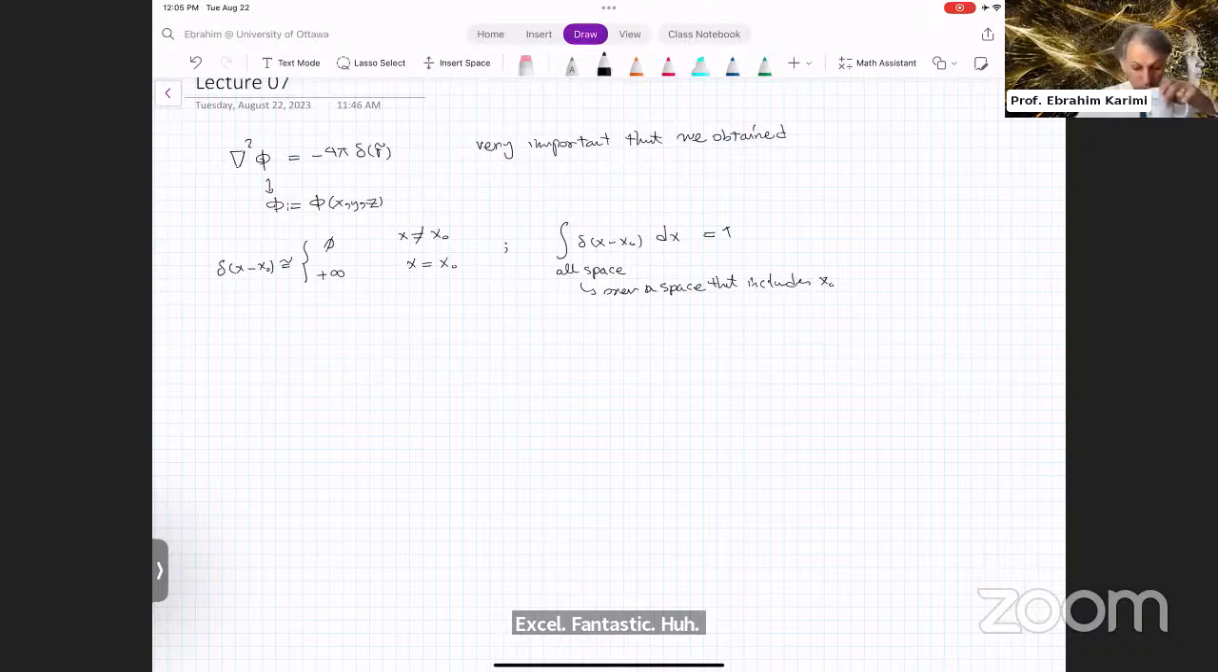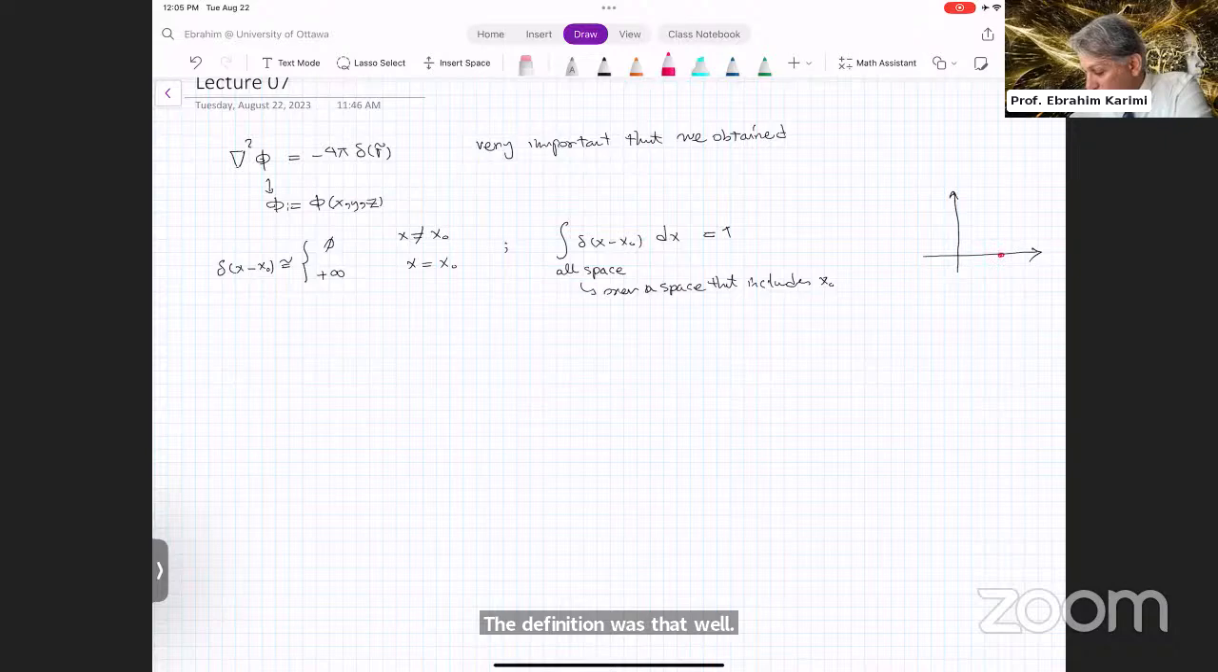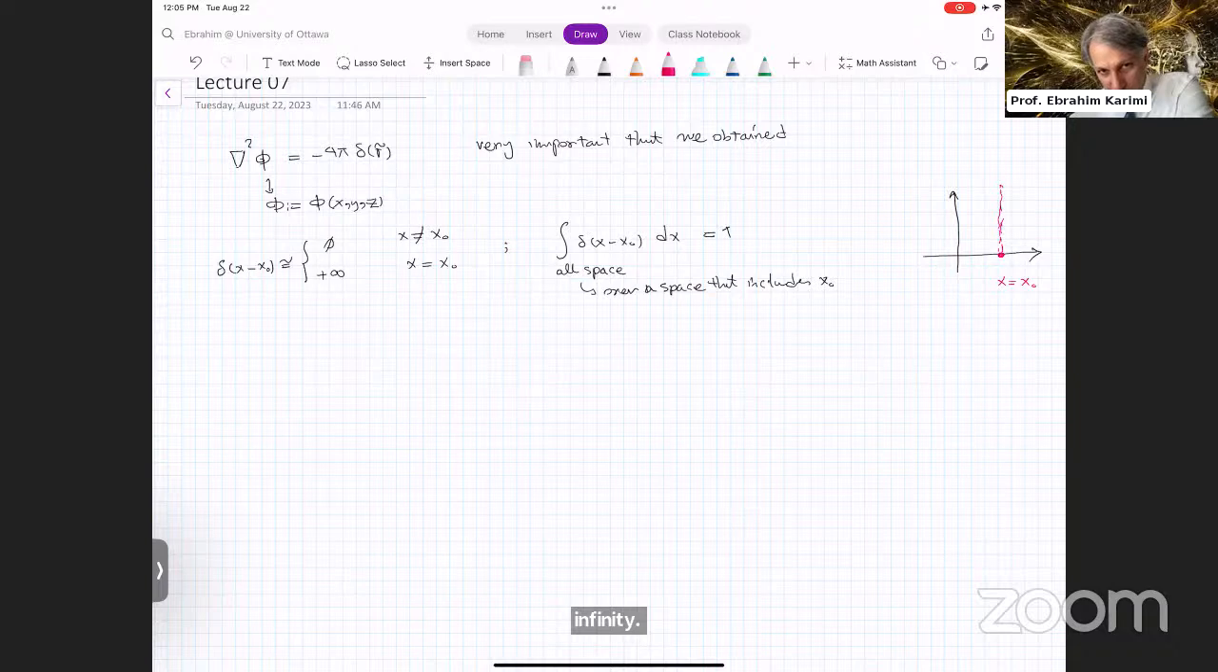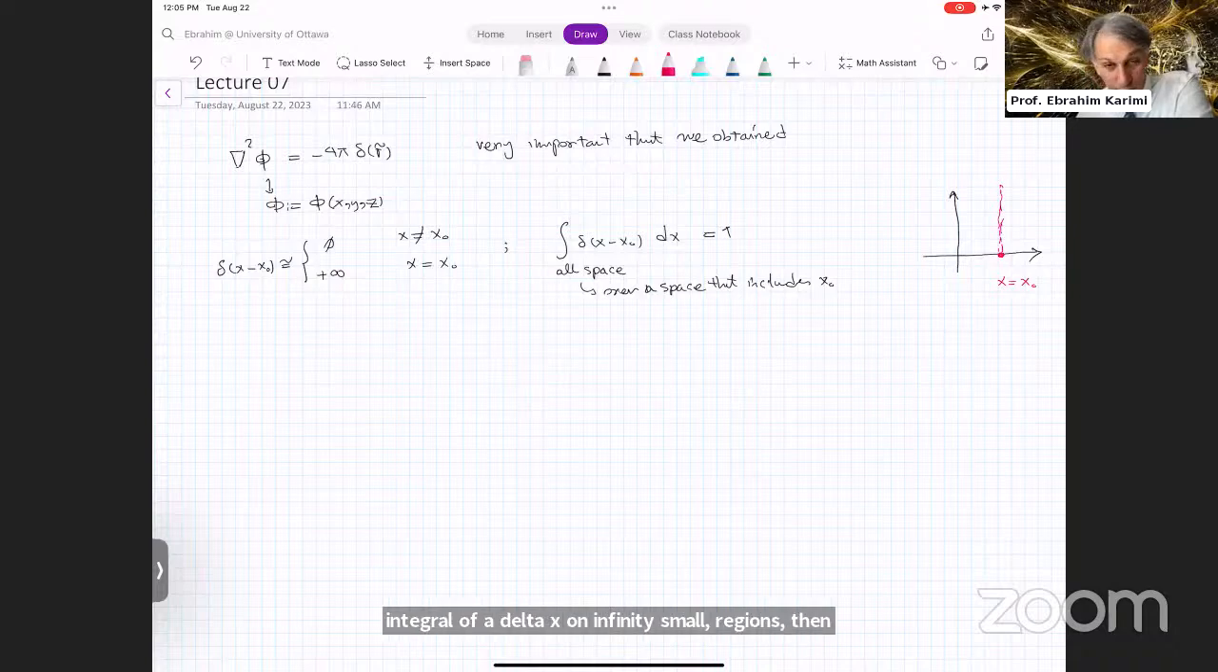The definition was that everywhere this function is 0 except one single point, where x is equal to x0. And there the value is infinity. But if you take the Riemann integral, which is the integral of delta x on infinitesimal regions, and sum them up together, you will get 1. This is where the delta function is important.